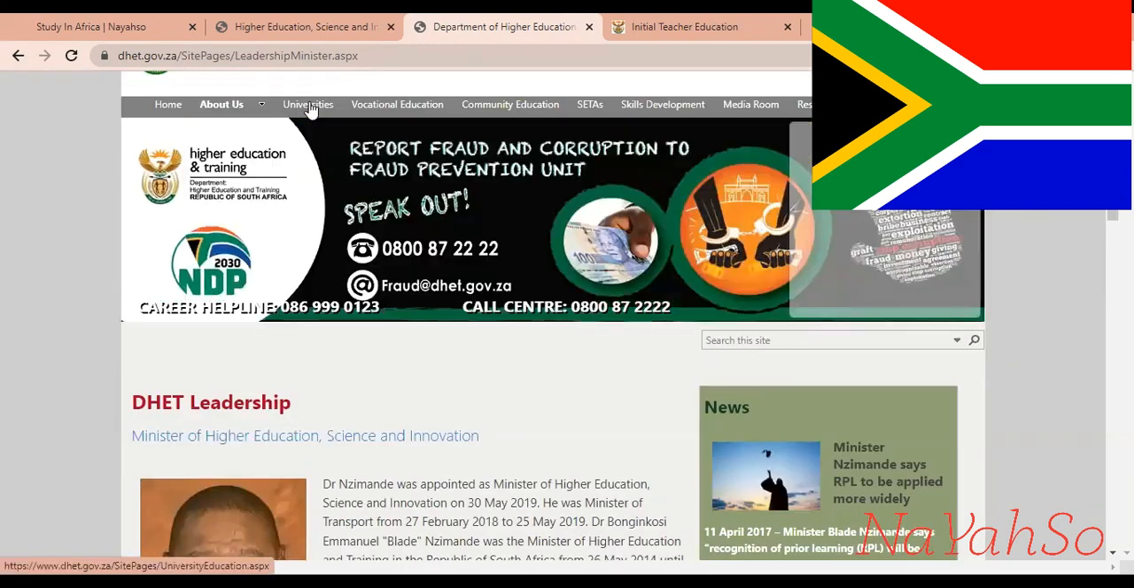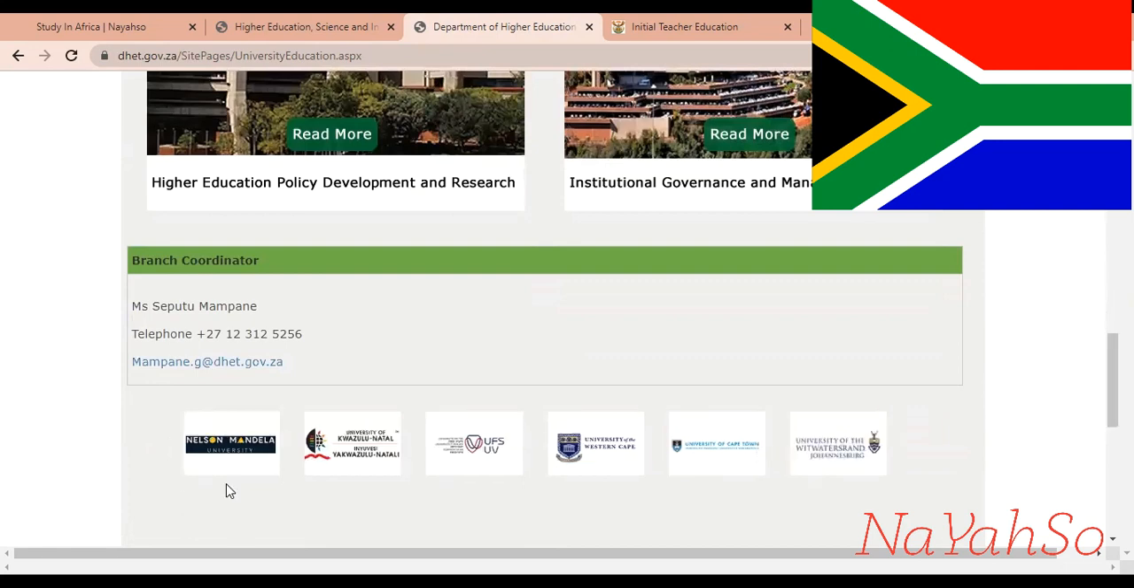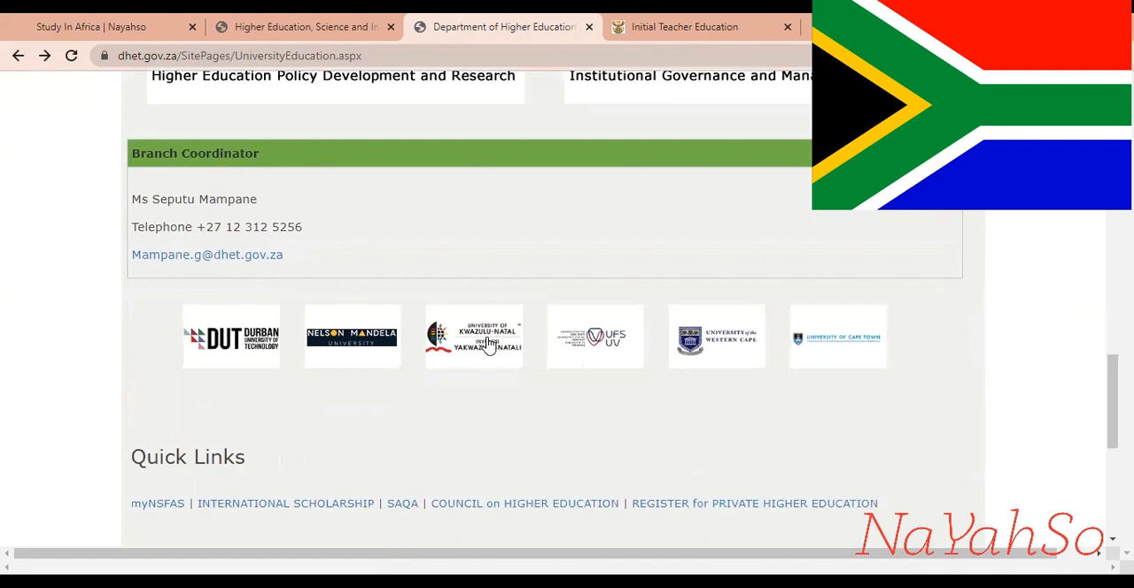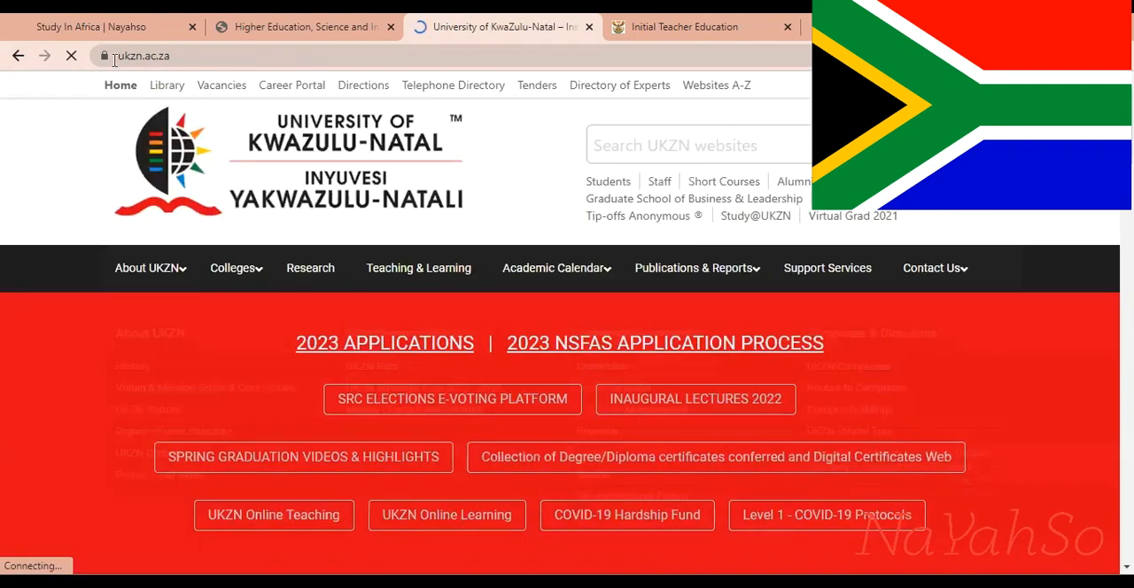Let's go straight to the universities. Down here, they've got universities. There's Mandela University, KwaZulu-Natal, Western Cape, Johannesburg, Witwatersrand. So there's some universities provided down here in South Africa. So let's choose University of KwaZulu-Natal. Oh, very pretty. So here you can see the URL for University of KwaZulu-Natal is ukzn.ac.za.